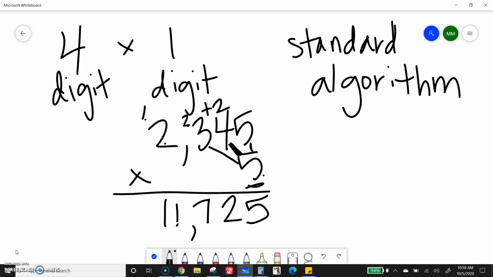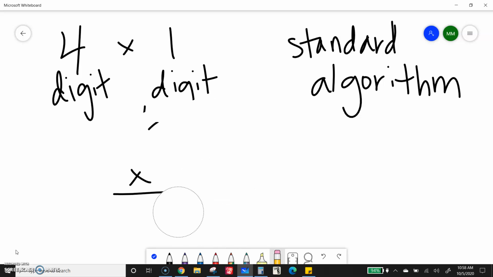I think this method can be harder because you're having to multiply and then add in your head before you write anything down. But especially if you're more familiar with your facts, this way might feel easiest for you. So really what it's all about is what is the easiest method for you to understand and do.